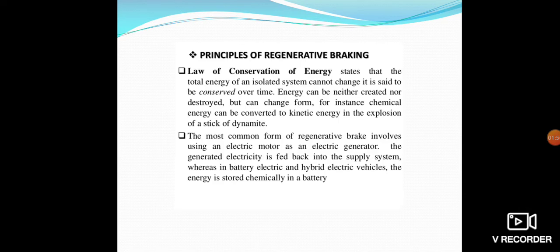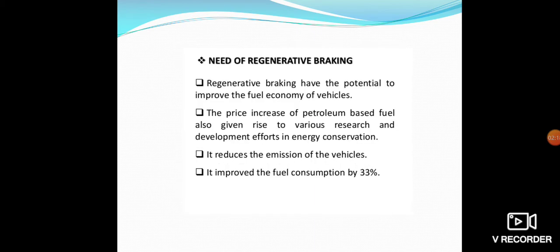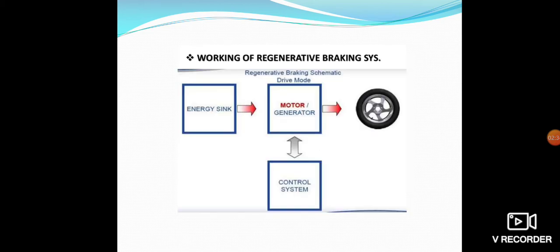Now, the basic principle of the regenerative brake system is based on the law of conservation of energy, and we also know what the law of conservation of energy is. Energy cannot be created nor destroyed. It can only be transferred from one form of energy into another form of energy. The basic need of the regenerative brake system is to improve the fuel economy of vehicles. It reduces the emissions of vehicles, and it also improves the fuel consumption of vehicles by up to 33%.